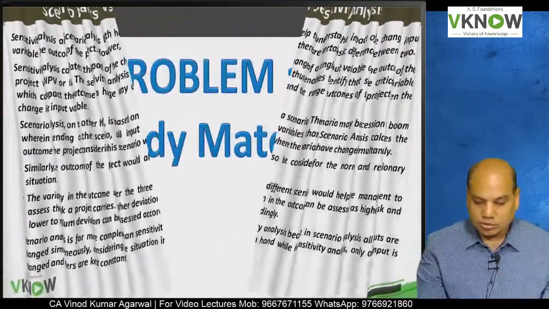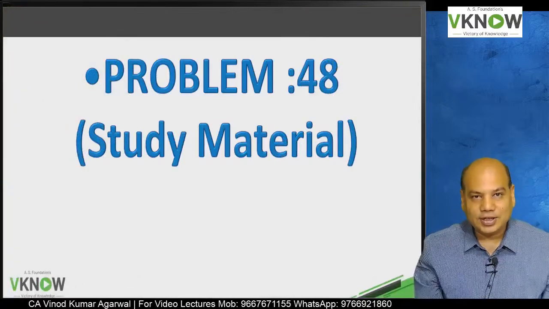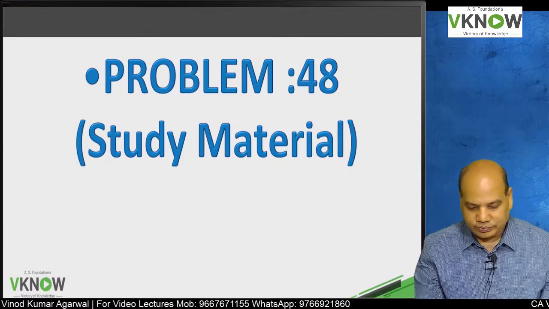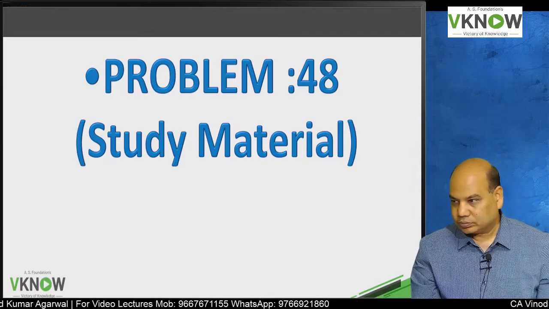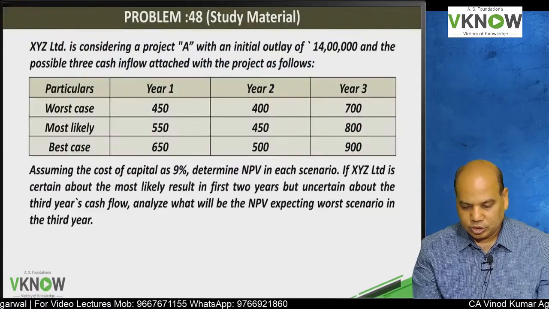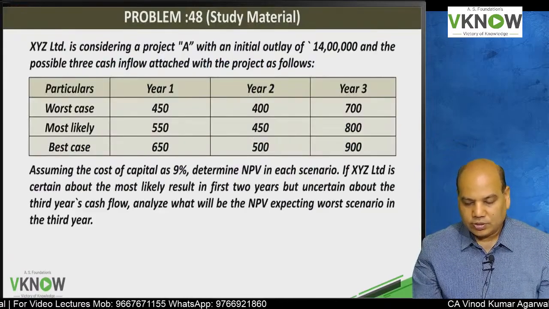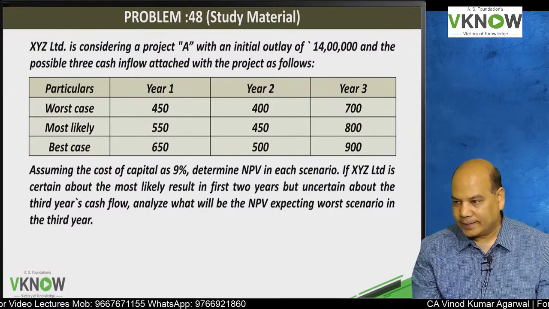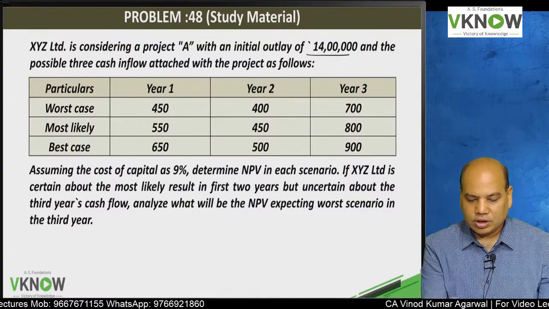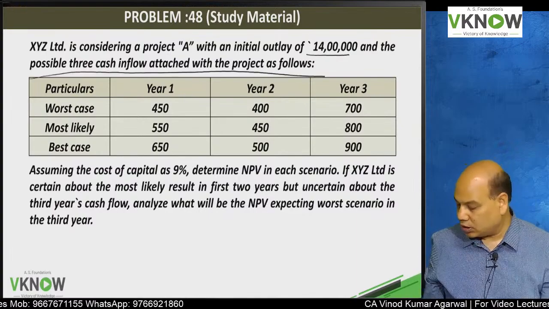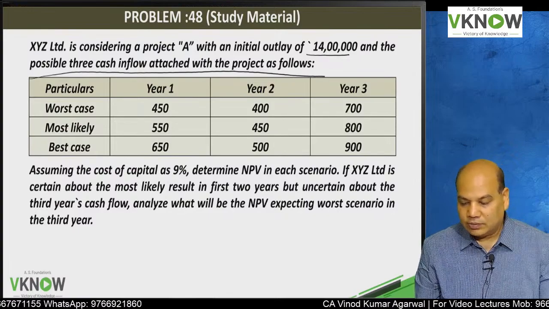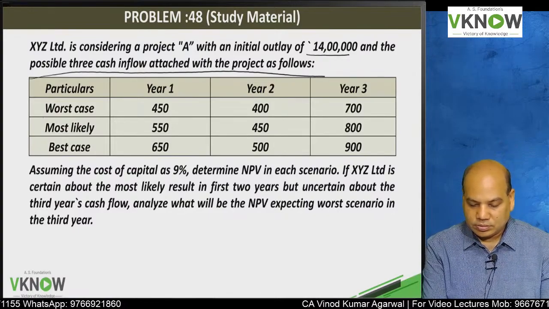Now we'll go to question number 48, taken from your study material. Problem number 48. Good question. XYZ is considering a project A with an initial outlay of rupees 14 lakh and the three possible cash inflows attached to the project are as follows. Year 1, year 2, year 3.